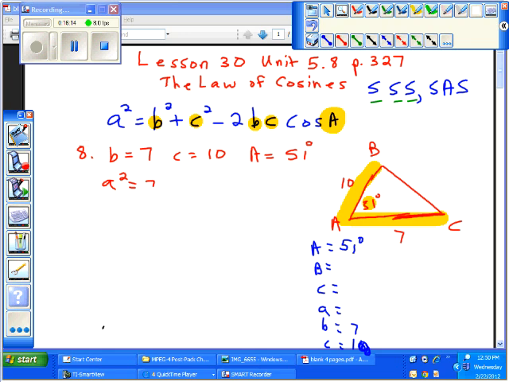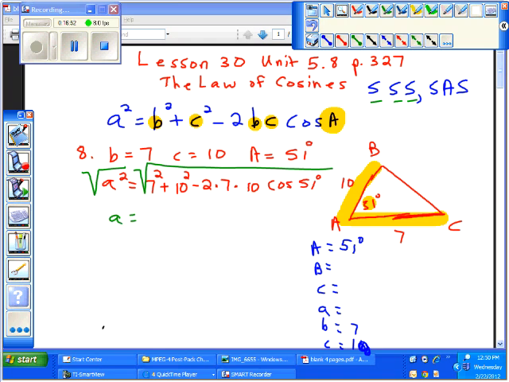So we're going to say a squared is equal to b, which is 7 squared, plus c, which is 10 squared, minus 2 times b, which is 7, times c, which is 10, cosine 51 degrees. Now we're just going to stick it in the calculator and hit enter. But hang on, let's not do that yet, because we don't really want to have to get a decimal and try to take the square root of that decimal. So let's just go ahead and solve for a by taking the square root, you see.